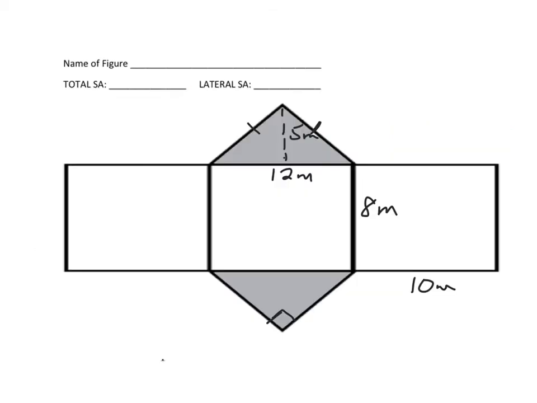All right, now when I fold this one up, I'm going to have two equivalent triangles on both ends. So this is a triangular prism. It would look like a tent, or, as we've already done, a block of cheese if it was folded up.